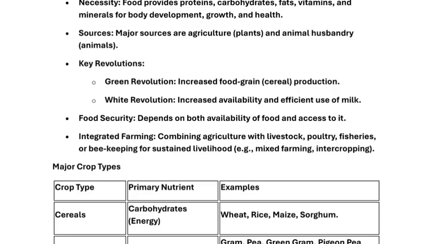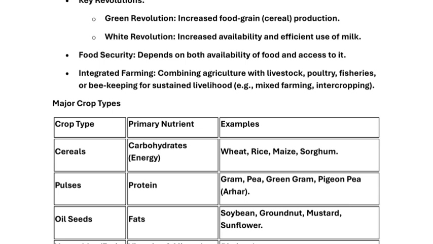Integrated farming: combining agriculture with livestock, poultry, fisheries, or beekeeping for sustained livelihood, for example mixed farming and intercropping.